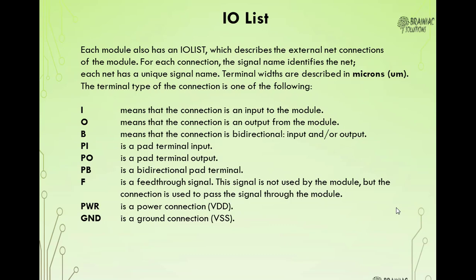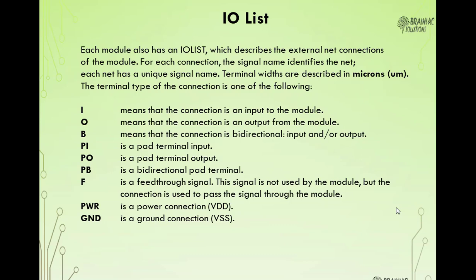The terminal type can be one of the following. The first one is I. I means the connection is an input to the module, while O means that the connection is an output from the module, while B means that the connection is bidirectional. That means a connection can act as input or output. While PI is the paired terminal input, PO is the paired terminal output, and PB is a bidirectional paired terminal.